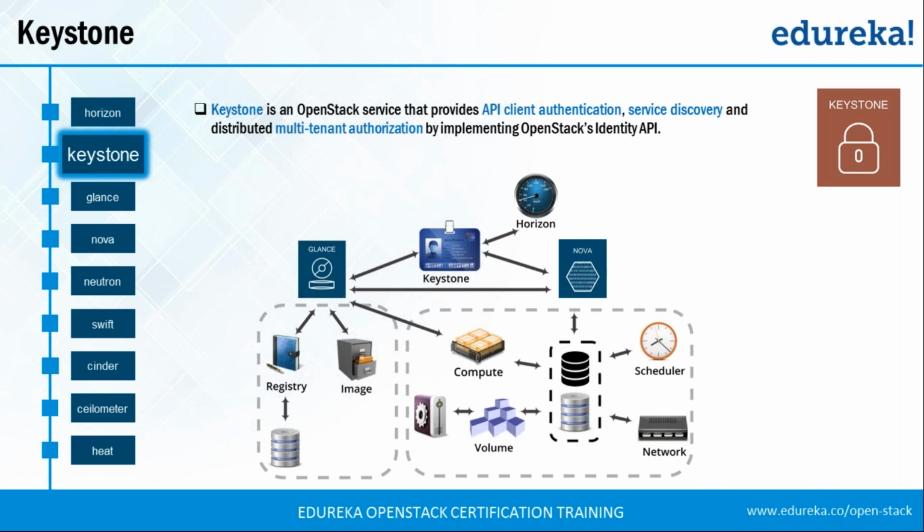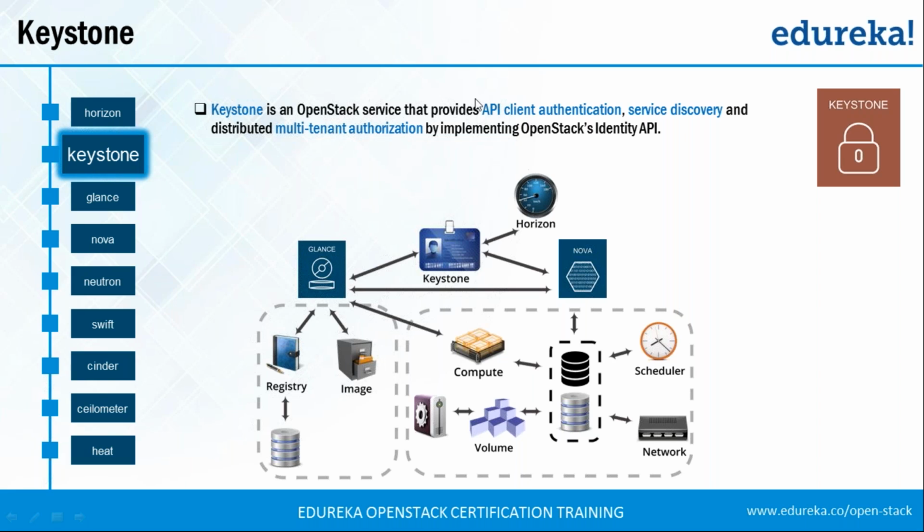So one of the very important services of OpenStack is Keystone, which provides authentication and authorization services for our entire OpenStack environment. So if I have to provision a server on Nova, if I have to create an instance on Nova, then I as a user would need to make an authenticated call to the Nova API. And the responsibility of authenticating and authorizing my API call would fall on Keystone.